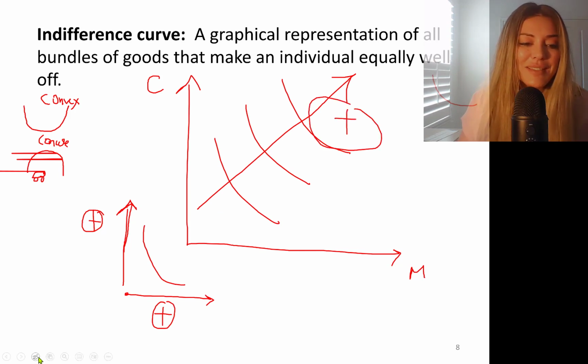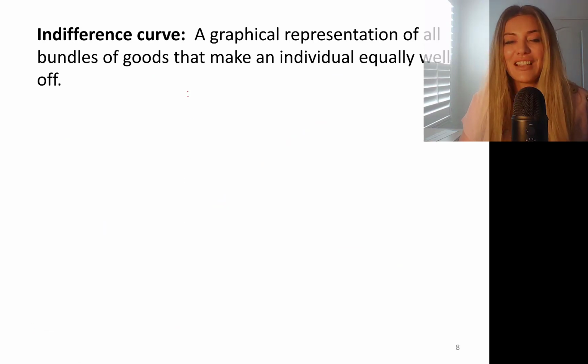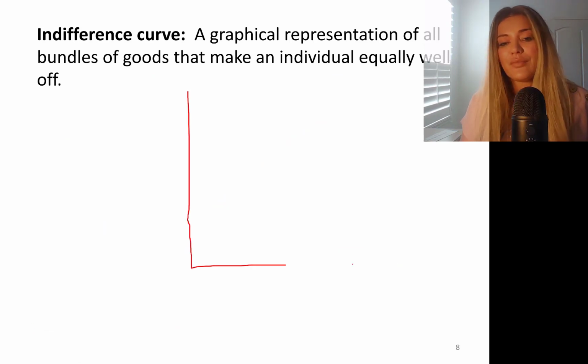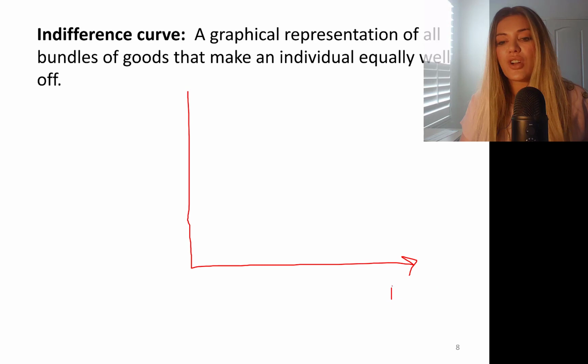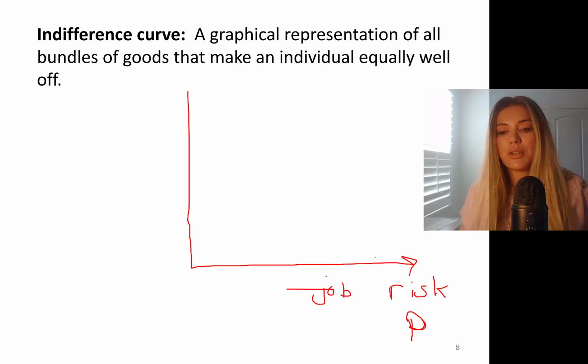Let me teach you something else. What if one of them is a bad good? You're going to laugh, but in labor economics, we study compensating wage differentials, and this is like job risk. Literally, this is the probability of getting injured at a job. So this is job risk. It's a probability from 0 to 1. That's how we measure it.